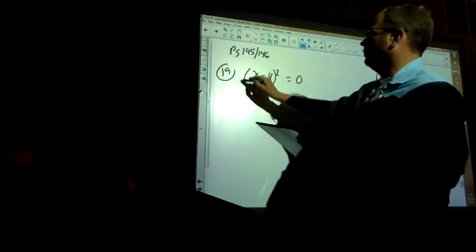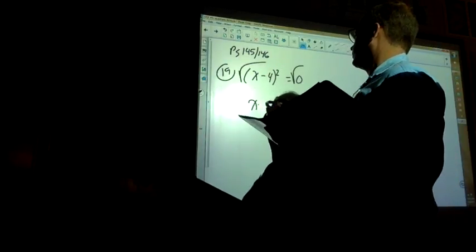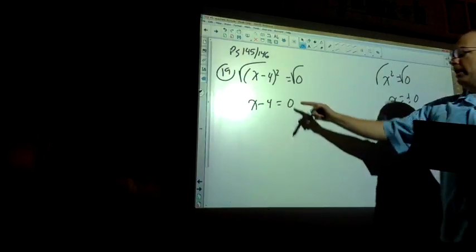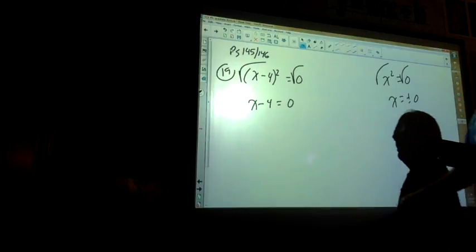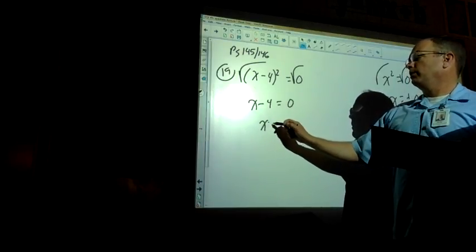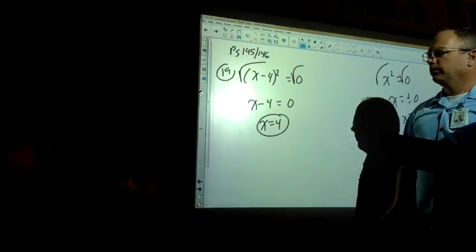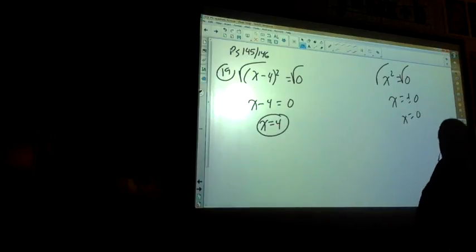Let's do the same thing here. Root. I don't have to put a plus or minus on the 0 when I take the square root because 0 doesn't have a plus or a minus. So what's my last step? Add 4. Good. Done. That is so much easier. Wait, is there only one? On that one, yes, because plus or minus 0 is the same thing.